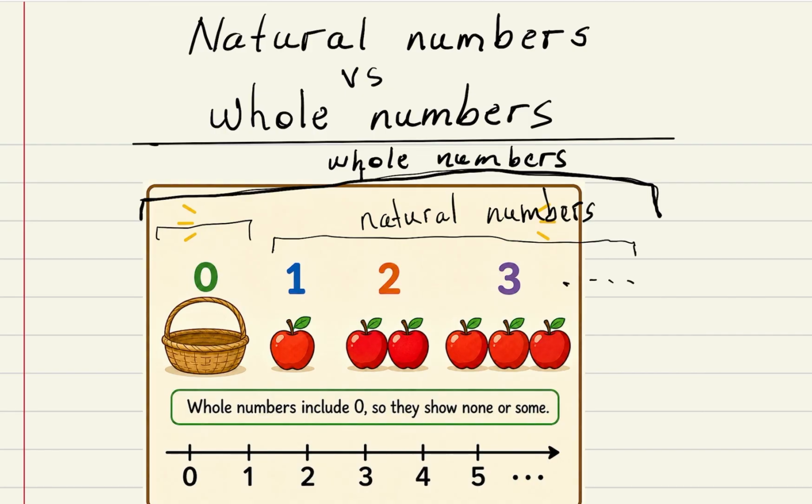And it makes sense because whole means it's one thing. It's not a portion. It's not a fraction. It's not split. So we consider it to be a whole number. And then, of course, the natural numbers, again, they start from 1, 2, 3, and so on. And whole numbers include 0 and all the natural numbers.